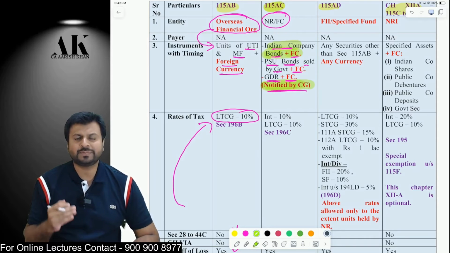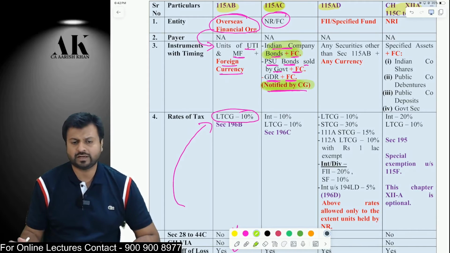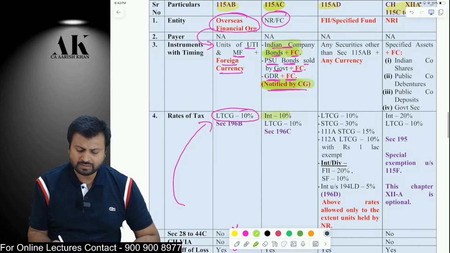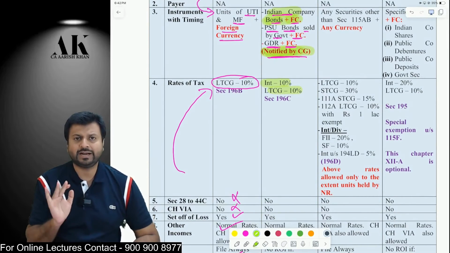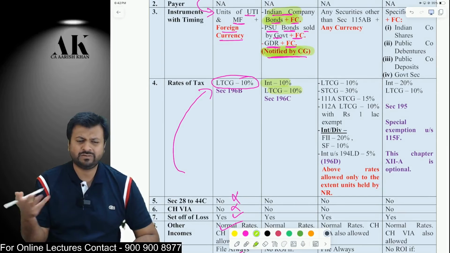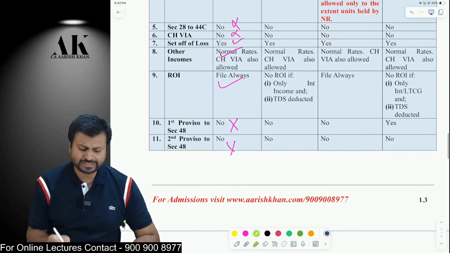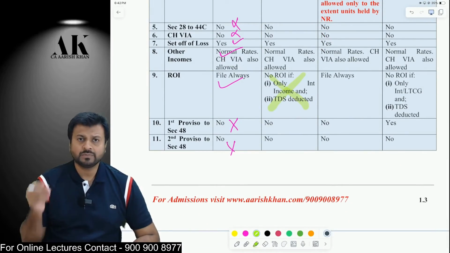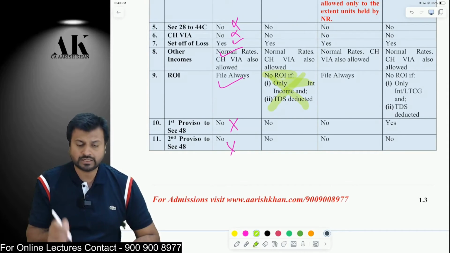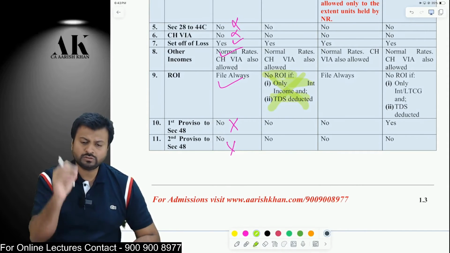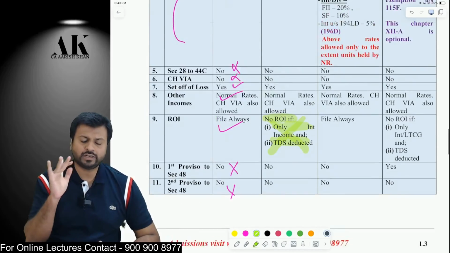So Indian company bonds purchase in foreign currency, public sector company bonds purchase in foreign currency, and even GDR purchase in foreign currency, all of them should be notified by central government. Here, the interest income, whatever interest comes on bonds, will be taxable at a flat 10% and LTCG will be taxable at 10%. What about STCG? STCG will be taxable at the normal rate. Everything is the same except this part, which is different. Here you are getting relaxation: no need to file ROI if you earn only interest income and TDS is deducted.